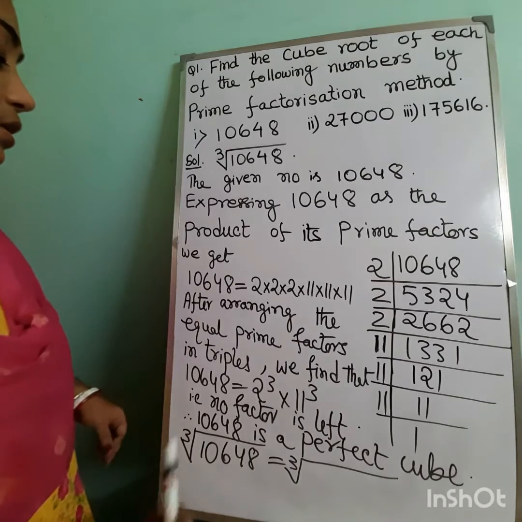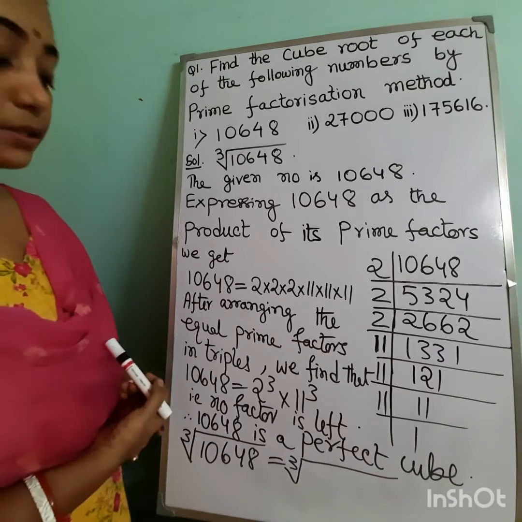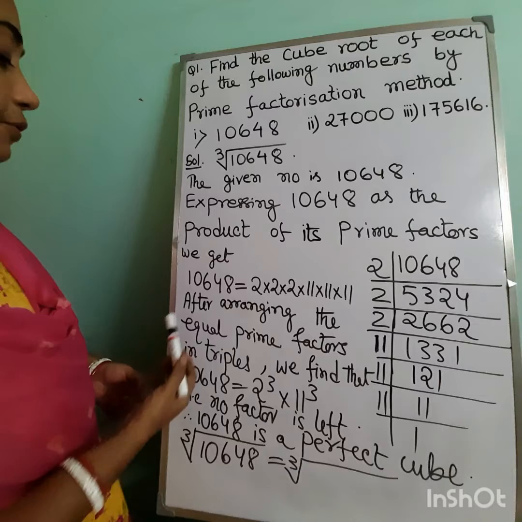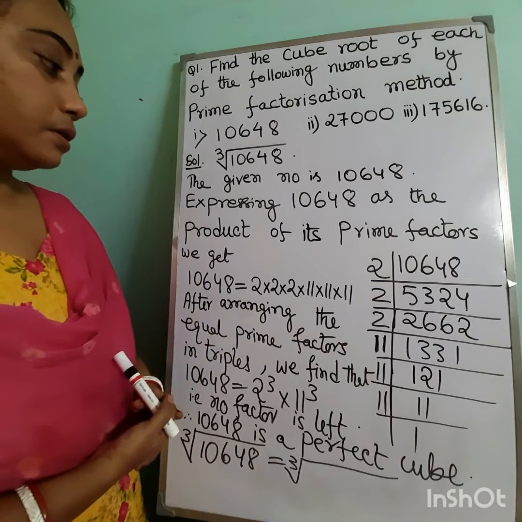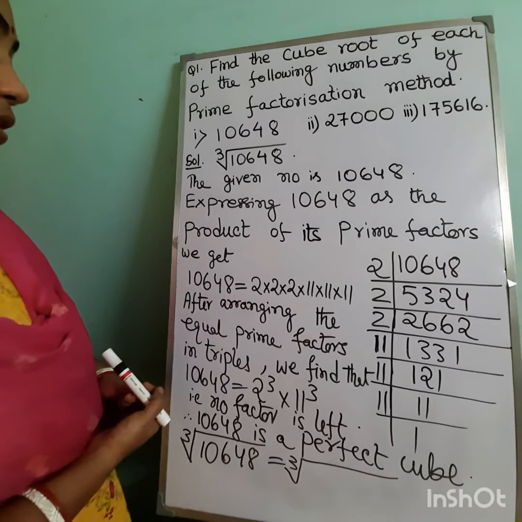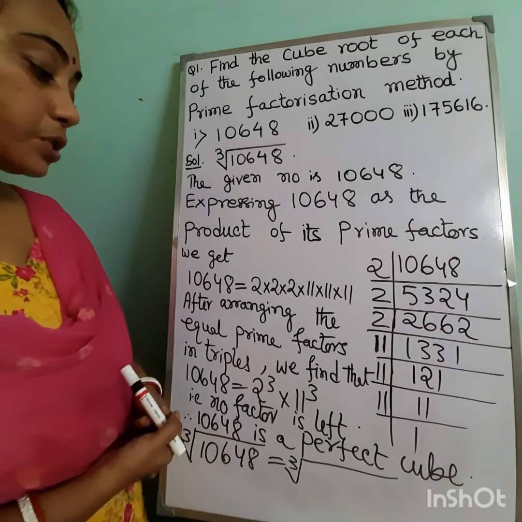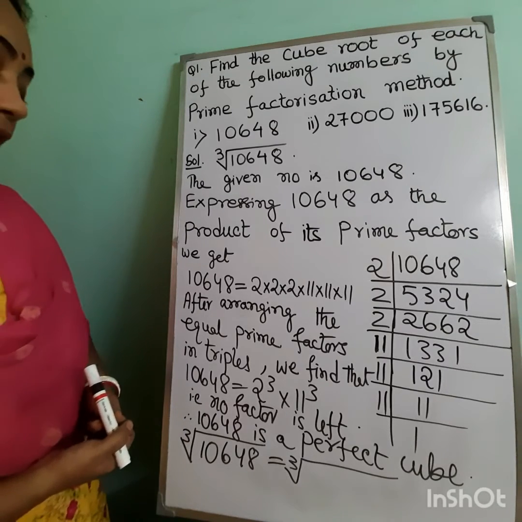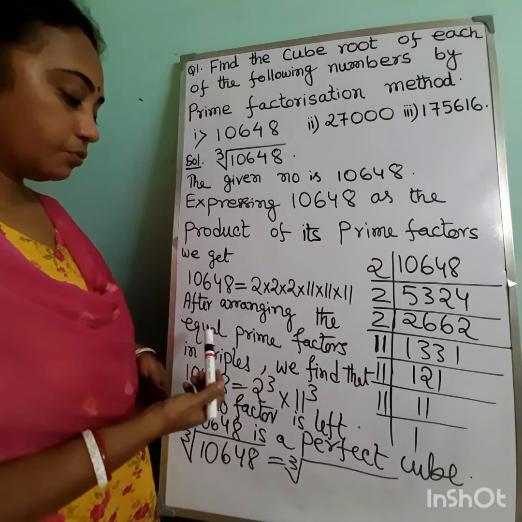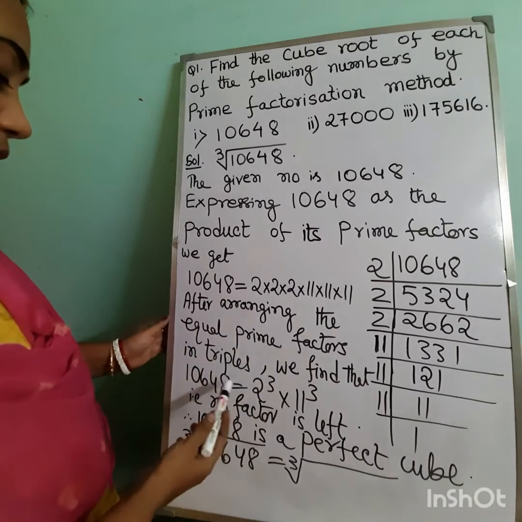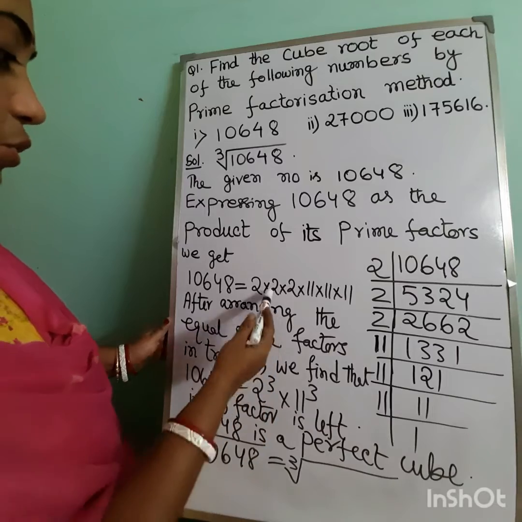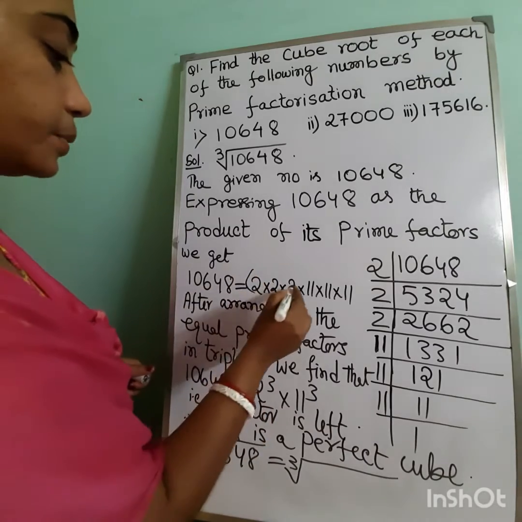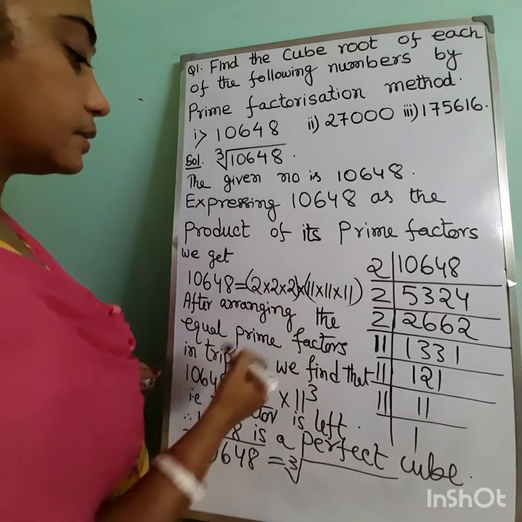So that means here we got all possible prime factors of the given number. After expressing the given number as the product of all its possible prime factors, we arrange the equal prime factors in triples. We find that this number is written as 2 cube. That means this is the first triple and this is the second triple.